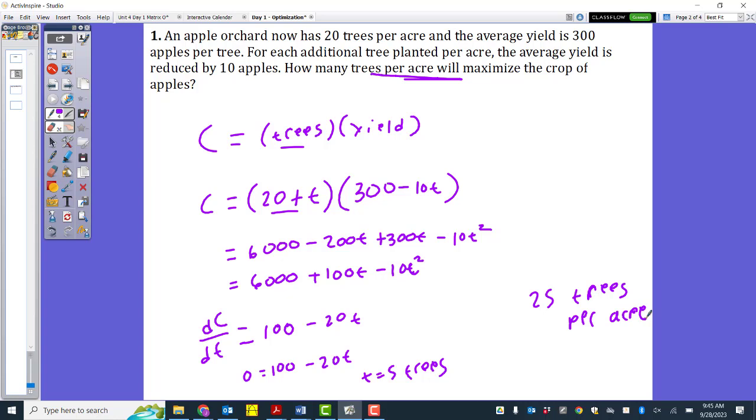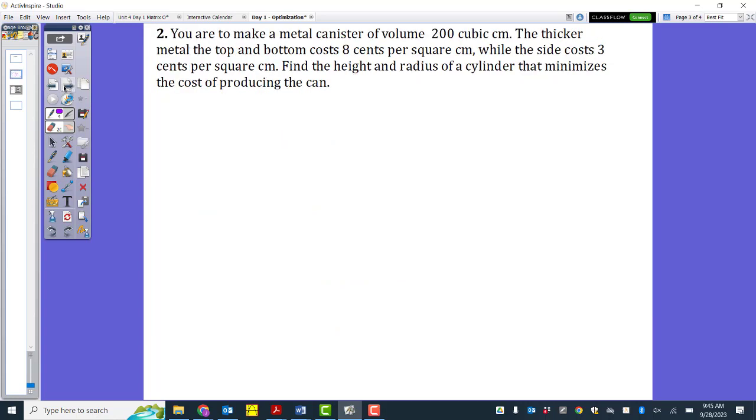Okay? Now, most of these are designed in a way so even if you have multiple answers at the end, there's only one that makes sense contextually, and you'll see it as you work different problems. All right, here's the next one.